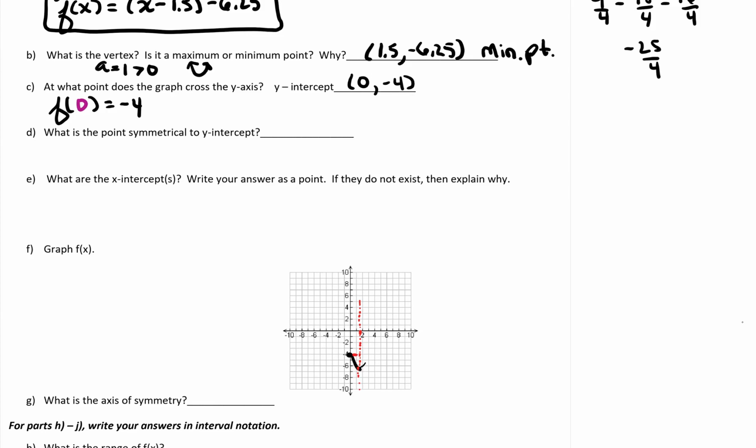My y value is going to be at -4, but I need 1.5 from 1.5, so it's going to be at (3, -4).